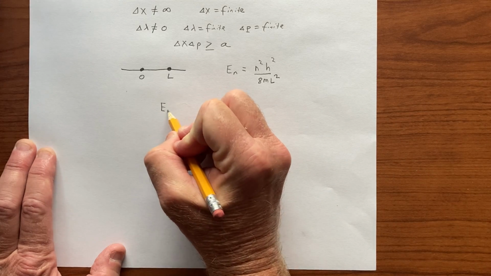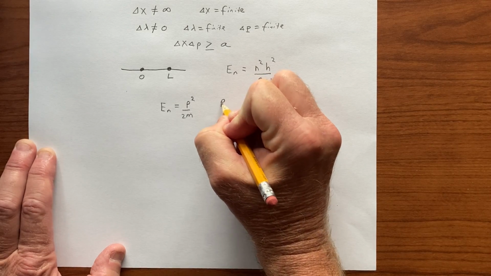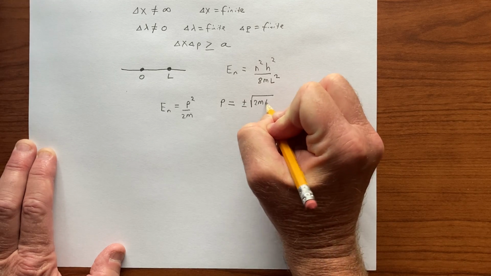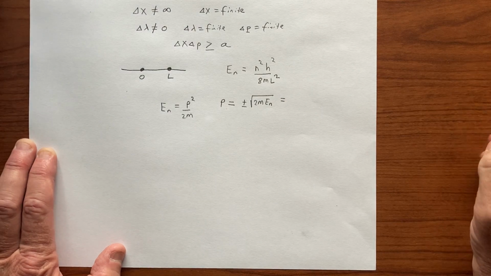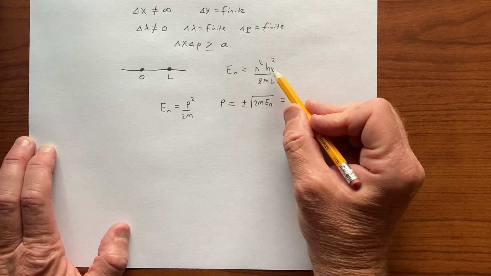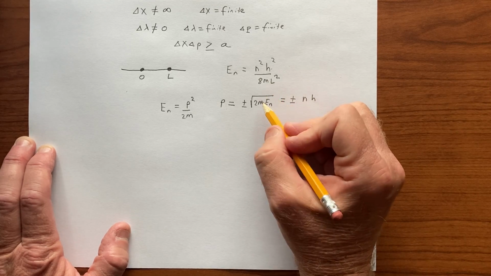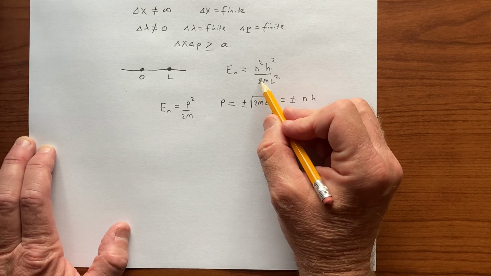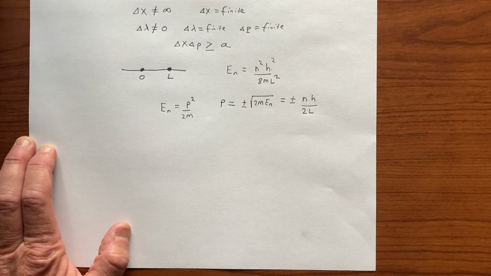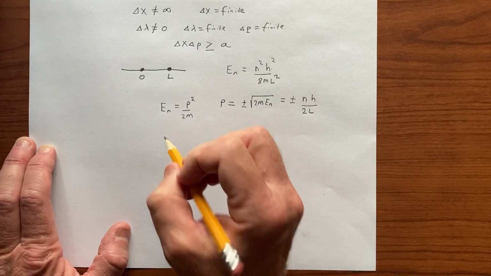And as I just said, the energy is p squared over 2m because it's kinetic, and so we can find the momentum. The momentum is plus or minus the square root of 2m times En, so we put this in here and take the square root. We get plus or minus nh. The m cancels with this m, and the 2 and the 8 produce 1/4, so we get a factor of 2 here, and then we have an L squared, which becomes an L. So those are the possible values of momentum for each value of n.